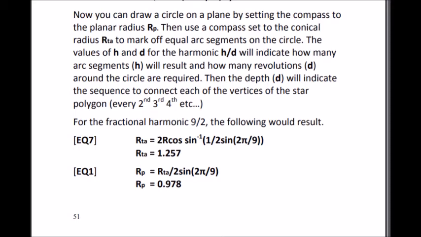So for example, let's take the 9/2 harmonic, and it would calculate as follows. As you see below, equation 7 would result in a conical radius RT equal to 1.257 for a unit sphere, and the planar radius RP would compute to 0.978, again on a unit sphere. I'll show you an example.